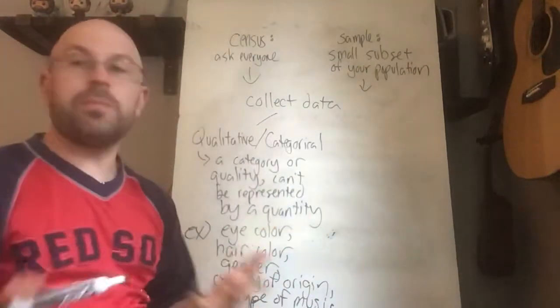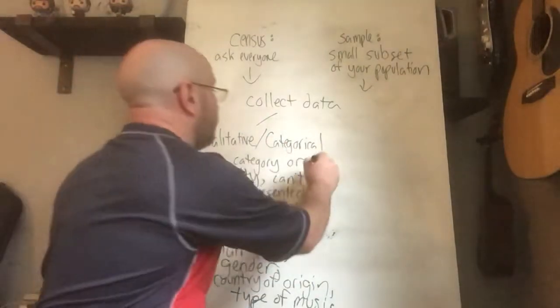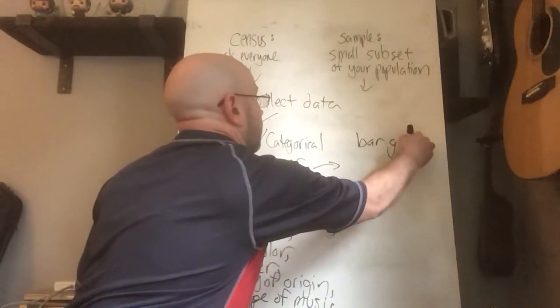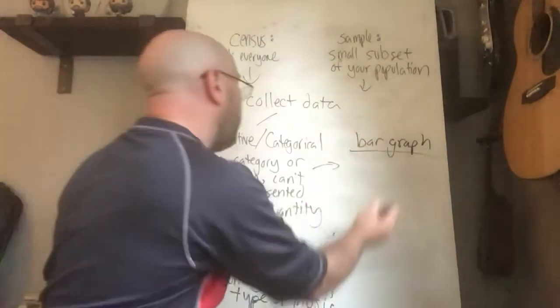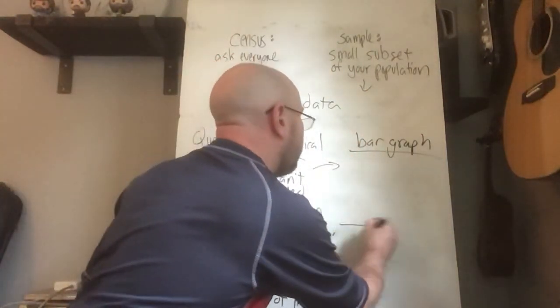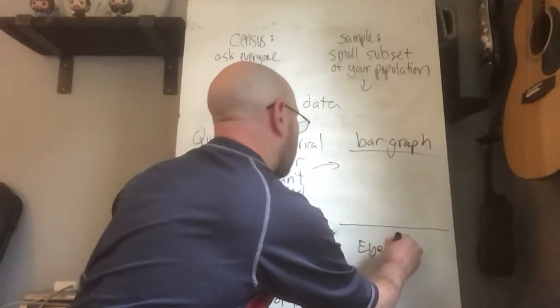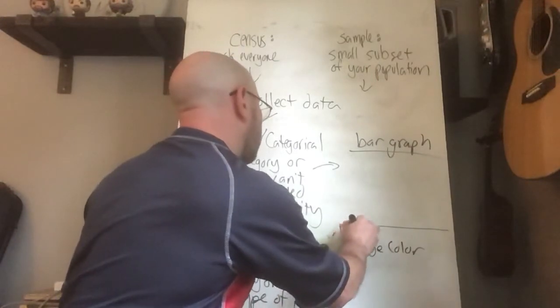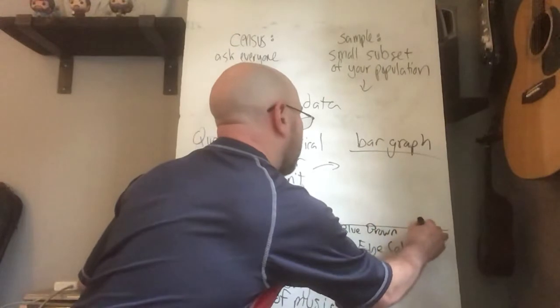And how can we represent this stuff? Chances are you've seen it represented before. Bar graphs. Bar graphs are great. There are a lot of different bar graphs you could have. So what could a bar graph look like? Like maybe if we're doing eye color, you could have like blue, brown, and then we'll even just put here other.